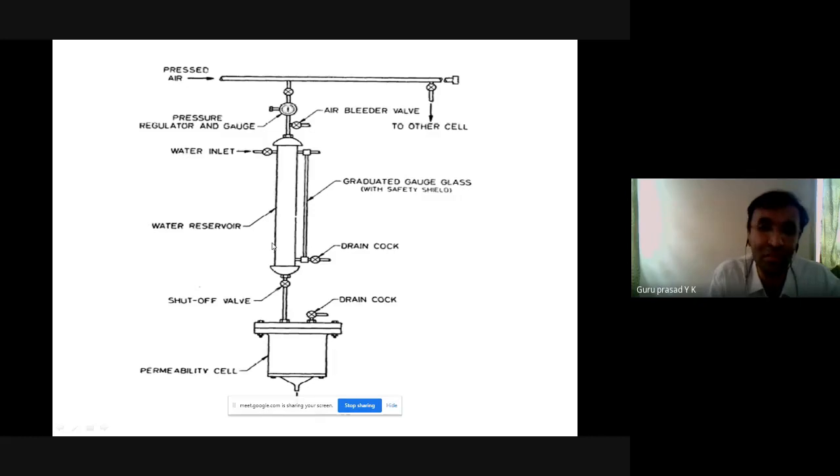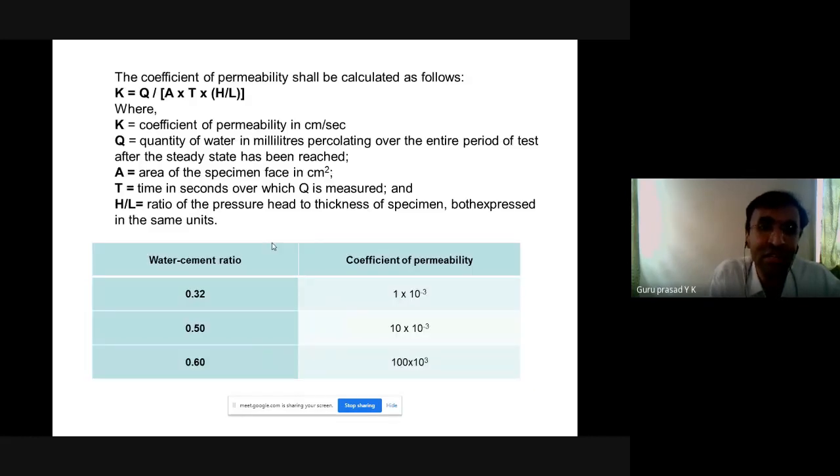And what is the thickness of the specimen? For a 150 mm cube it is definitely 150 mm. So H by L gives you that ratio. From this, for different water cement ratios, 0.32, 0.5 and 0.6, the coefficient of permeability is measured as 1 into 10 to the power of minus 3, 10 into 10 to the power of minus 3 and 100 into 10 to the power of minus 3.